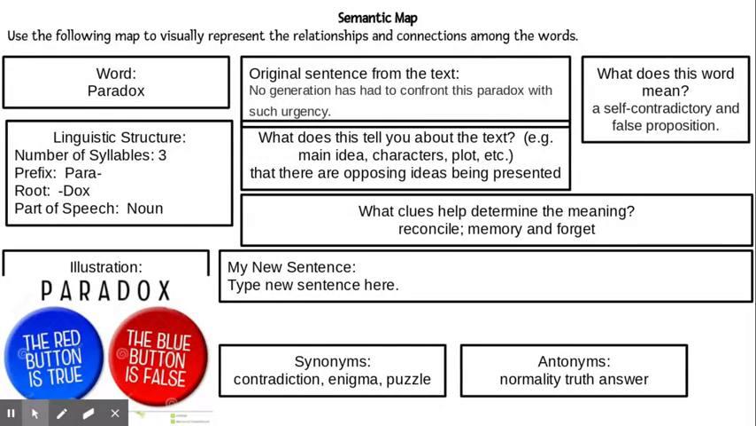So now let's figure out the rest of the map. And the rest of our map is simply the sentence, our new sentence. And my new sentence that I'm going to use with paradox is, often to solve a paradox, one must reconcile a set of opposites.